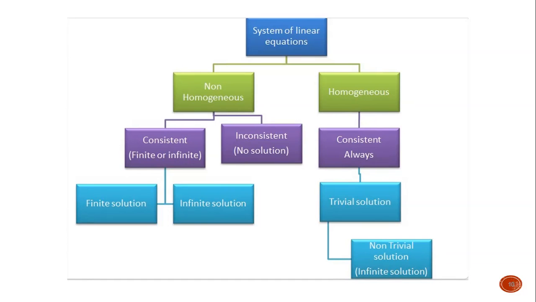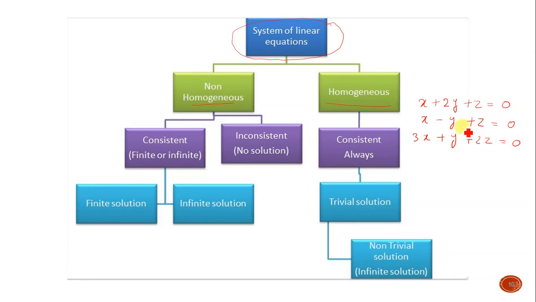So we have discussed so far, first, the system of linear equations. What is a system of linear equations? And these systems are of two types: one is non-homogeneous and the second is homogeneous. In a homogeneous system, we always have a solution. Why? Because what is a homogeneous system? We have a homogeneous system like this: x plus 2y plus z equal to 0, x minus y plus z equal to 0, 3x plus y plus 2z equal to 0.